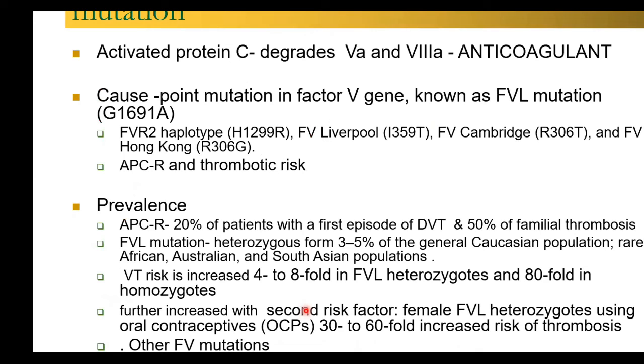Then coming to the next condition, and this is the most common hereditary thrombophilia we encounter, and it is activated protein C resistance and factor V Leiden mutation. So protein C, we all know, is an anticoagulant, and when there is resistance to the action of protein C, there is a failure of anticoagulation, and therefore the propensity of getting thrombosis. The prevalence is as high as 20% in a patient who has a first episode of DVT, and in 50% of familial thrombosis. So it is as common as this, and heterozygous with any acquired or another factor which is thrombophilic, there is a very high 30 to 60 fold chance of getting thrombosis. And these are the patients who would require lifelong anticoagulation.